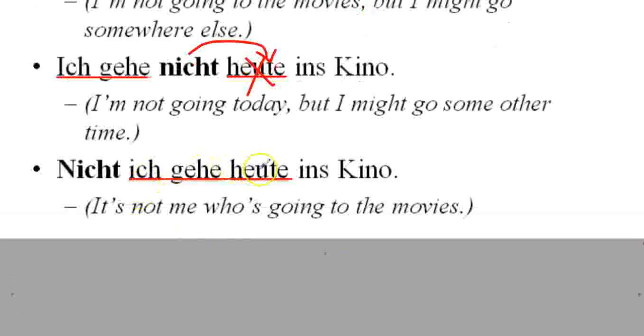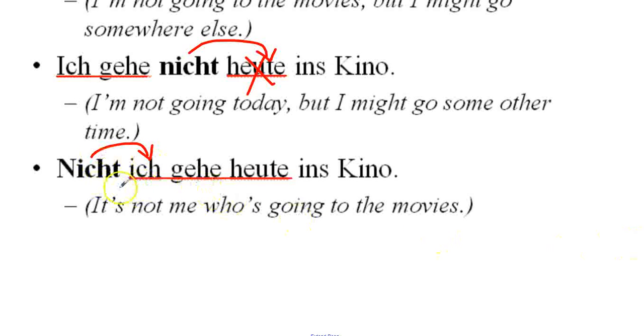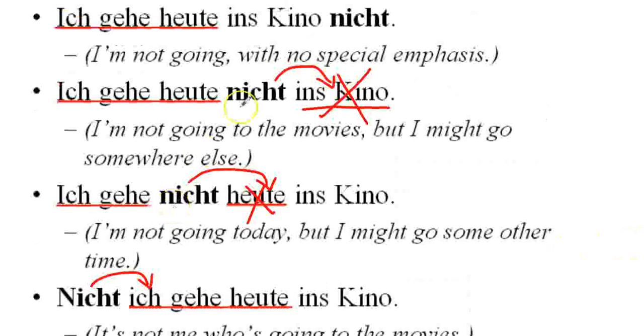Nicht ich gehe heute ins Kino. Nicht is right before the I. So I'm not going to the movies today, but maybe somebody else is. Maybe my brother's going to the movies today. So wherever that nicht is placed changes the meaning of the sentence, even though every one of these sentences has the exact same words in it.